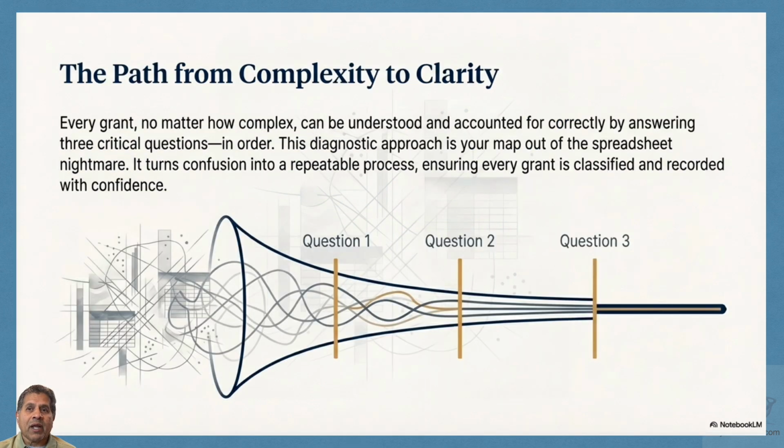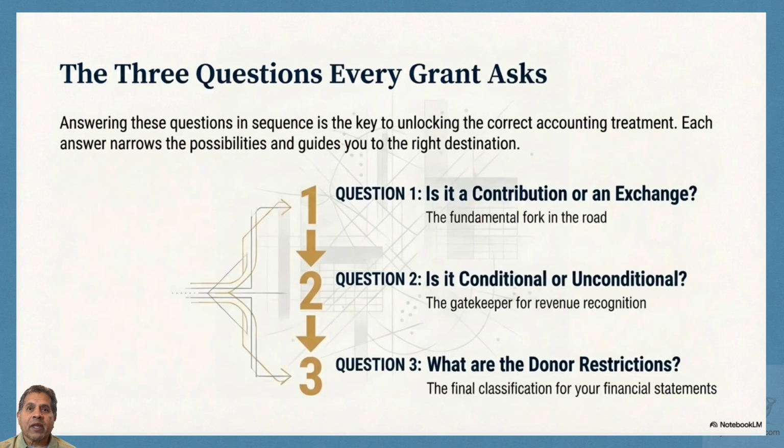The path from complexity to clarity follows here. We stop treating every grant like a unique item and start treating them like data. We use a diagnostic approach. Think of this funnel as your intake process. Every time a client hands you a document, a contract, a letter, an email, you push it through this funnel. It forces you to answer 3 specific questions in a specific order, and if you skip a step, you will likely misstate revenue. The 3 questions that unlock the correct GAAP treatment are: 1.